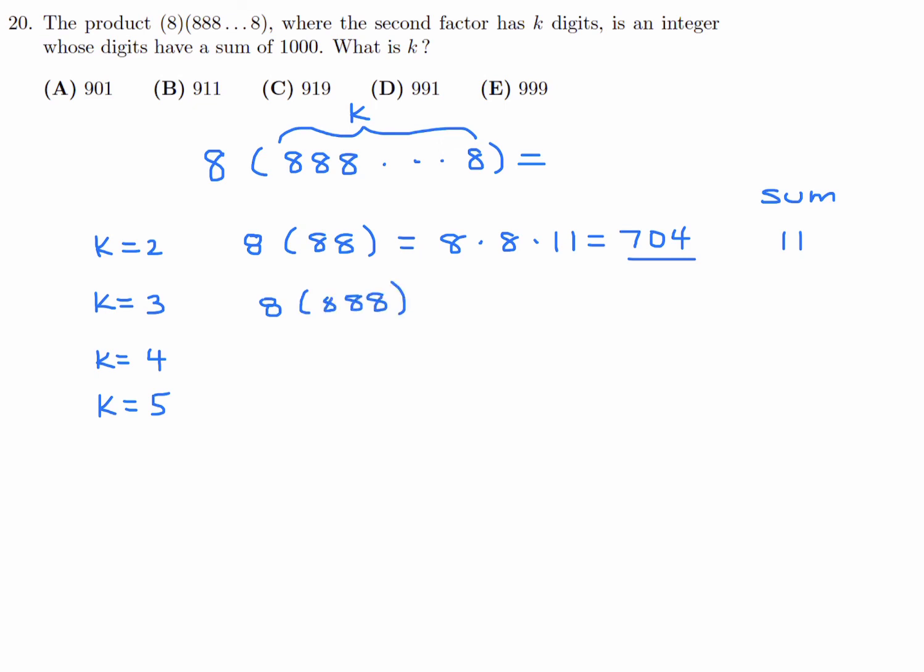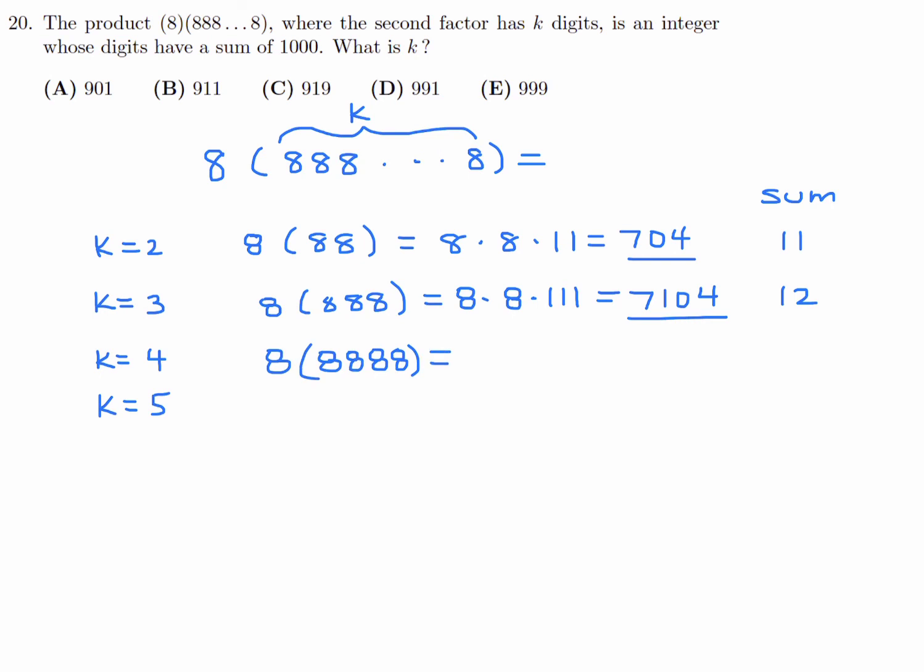So now we have k equals 3. Now I've got 3 8s here. So this is going to be 8 times 8 times 111. Not that it really matters what form it is in, but for some reason I like doing that. So this is going to be 7104. Now the sum of the digits of this number are 12. Okay, perhaps I can figure out a pattern, but let's just keep going.